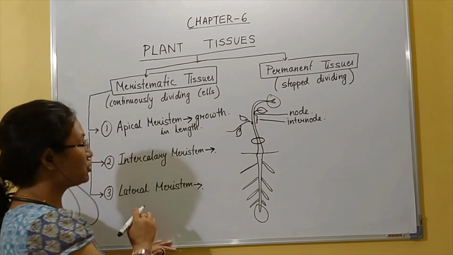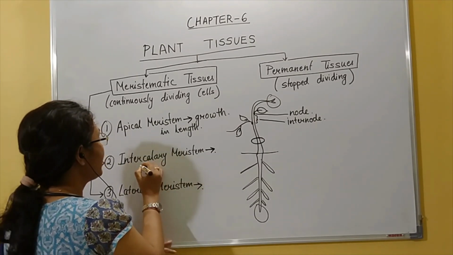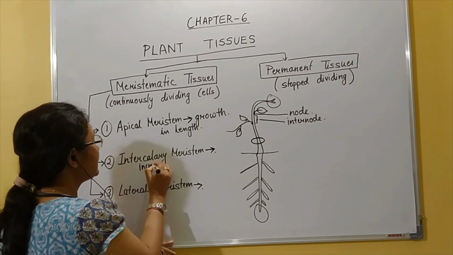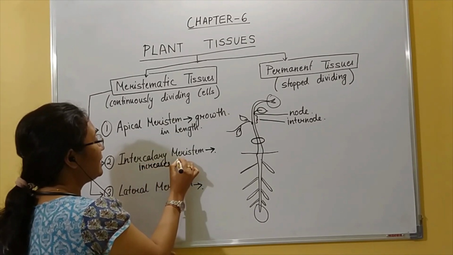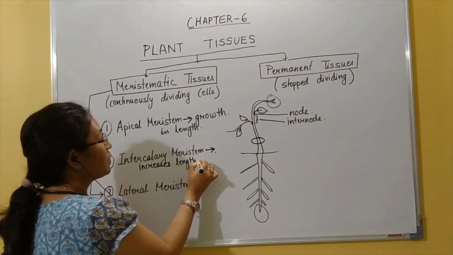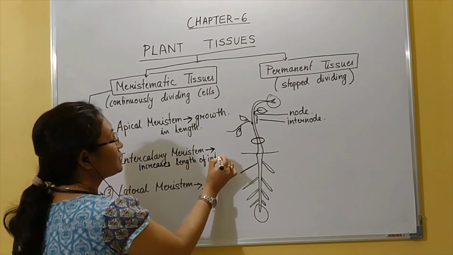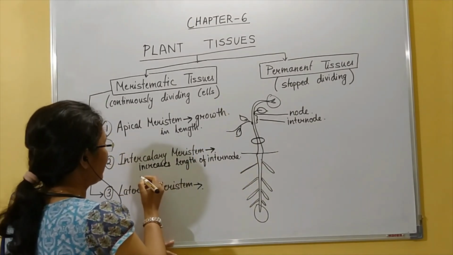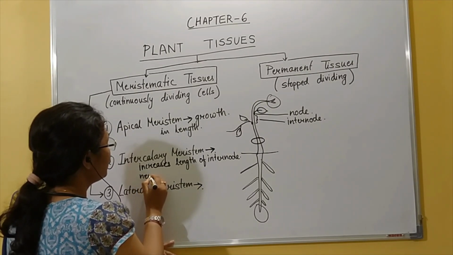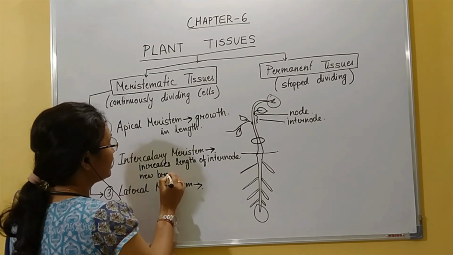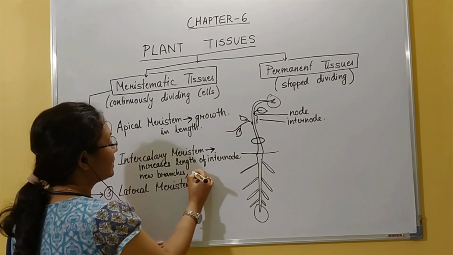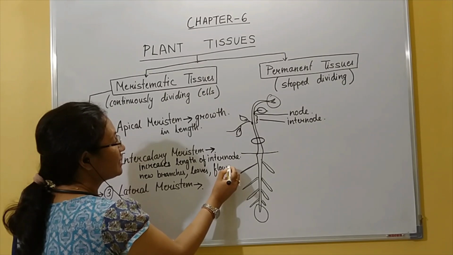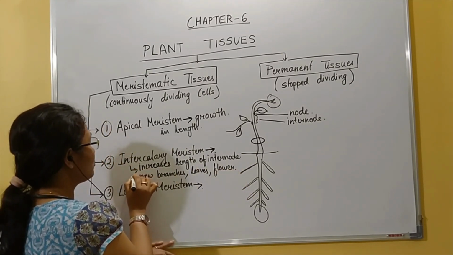So let us write the function of both. Intercalary meristem helps in increasing the internode. So it increases the length of the internode. That means it will also help in increasing the height of the plant, and also new branches, leaves and flowers will arise out of it.